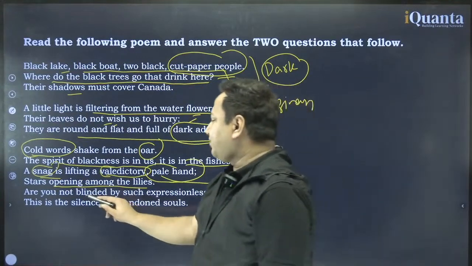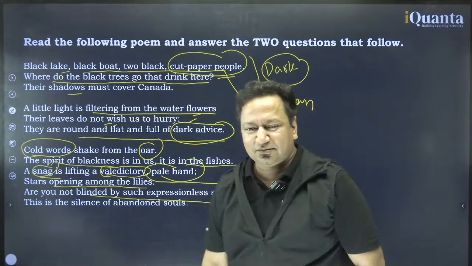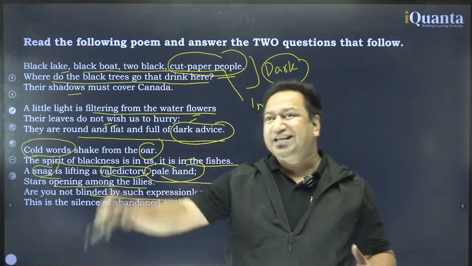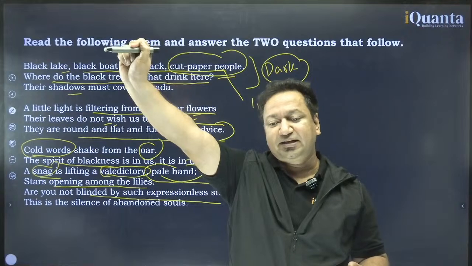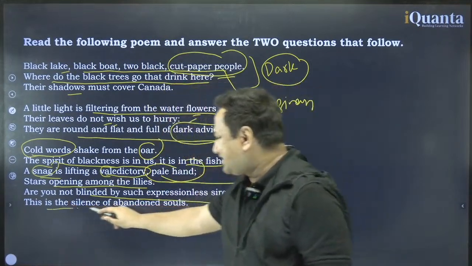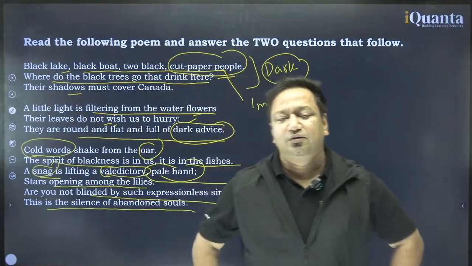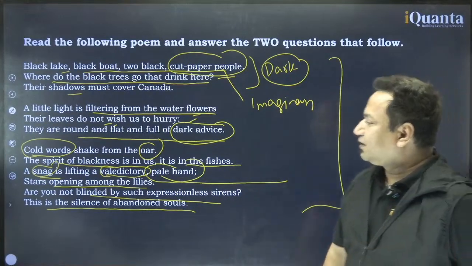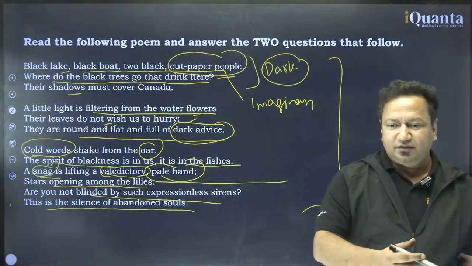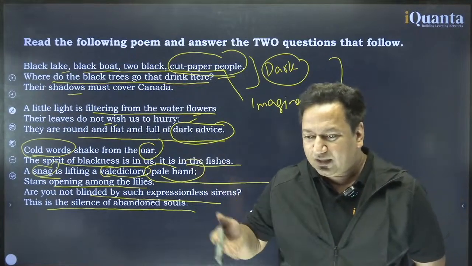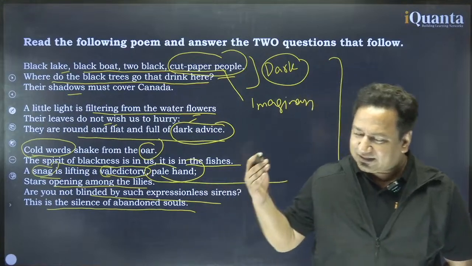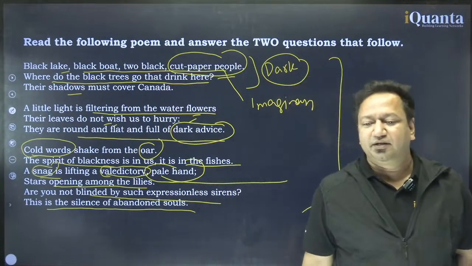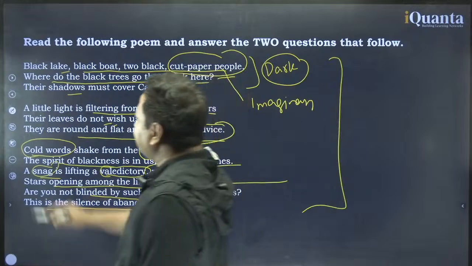And then, are you not blinded by such expressionless sirens? Expressionless. Now the author cannot even see hope and positivity in these stars. The poet cannot see any kind of hope there. This is the silence of abandoned souls. So somehow we get to know that this entire piece of work must have originated from the author's own sadness or depression phase, or she must have seen it somewhere, or she's just explaining what real depression looks like. Is that clear? Chalo, let's go to the question.